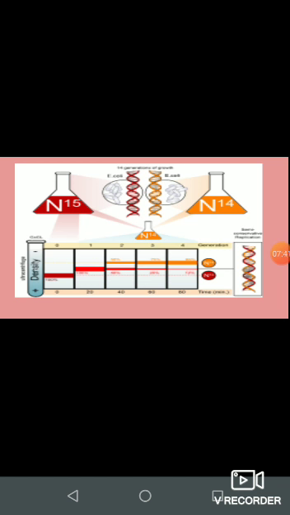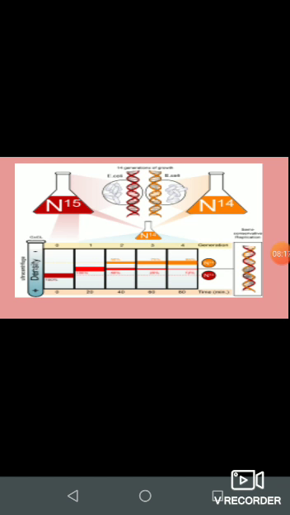After that, the cells cultivated in the N15 containing media were transferred to the normal media. After a single generation, they isolated the DNA from the E. coli cells and centrifuged it. For example, if replication takes place as a conservative model, you can observe two bands: one at the N14 region and another at the N15 region.